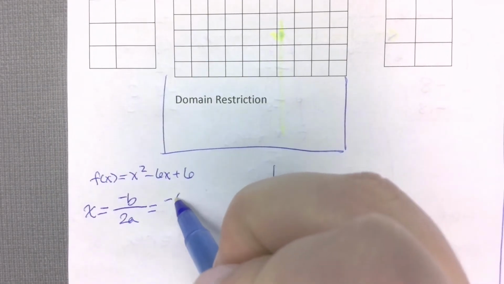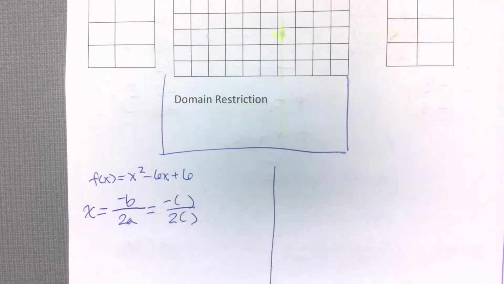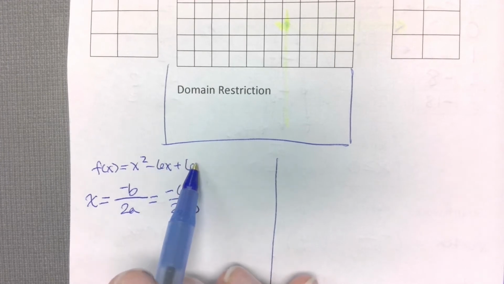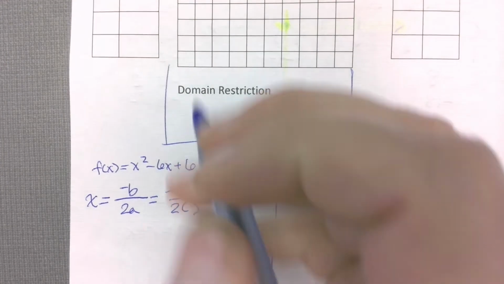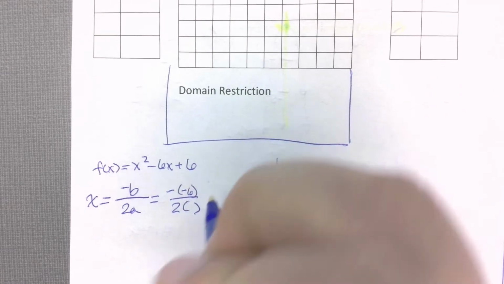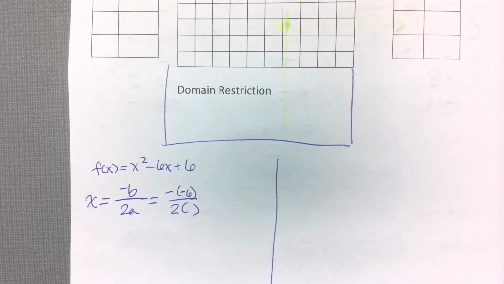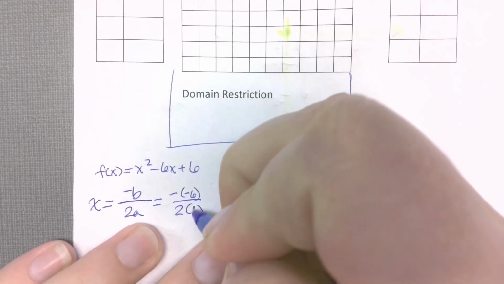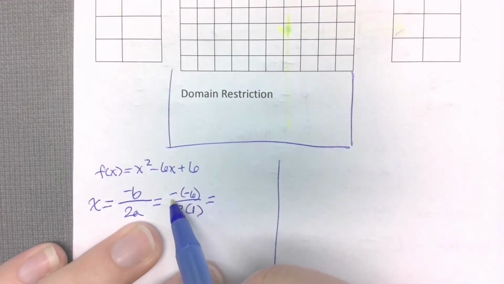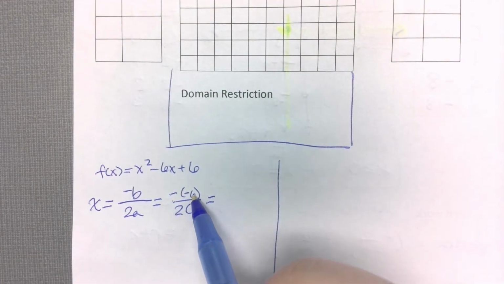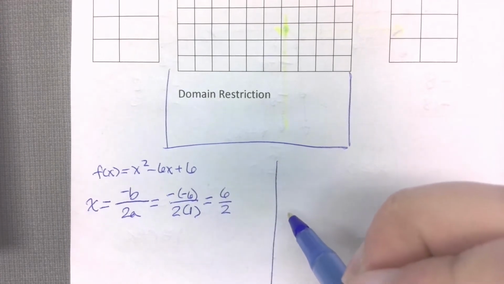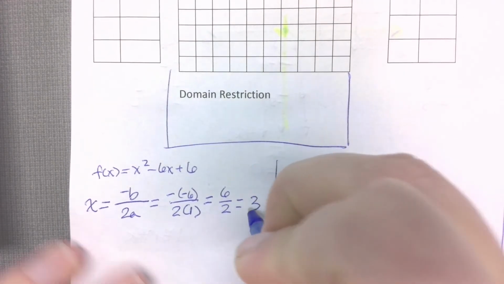What's the b in this equation? a, b, c. -6. What's my a in this equation? What's the number that's in front of this x squared? 1. Thank you. So 1. What's a negative times a negative? So I've got 6 divided by 2. What's 6 divided by 2? 3. That's my x coordinate.